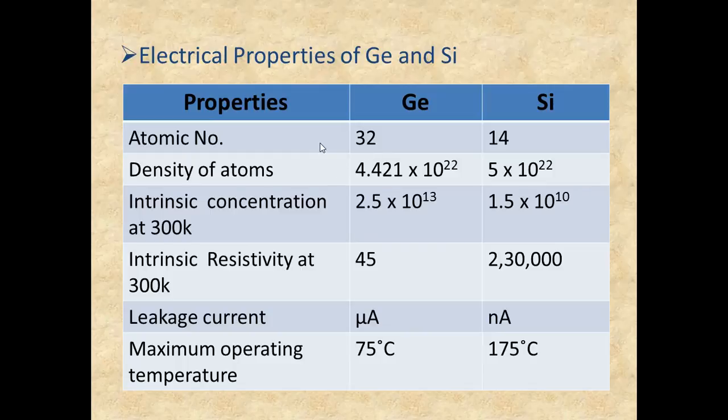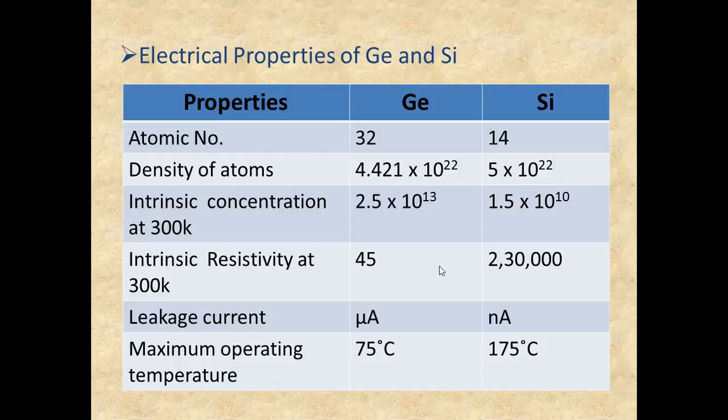For germanium the atomic number is 32 and for silicon it's 14. Density of atoms is 4.421 into 10 to the power 22 for germanium and for silicon it's 5 into 10 to the power 22. Intrinsic concentration at 300 Kelvin is 2.5 into 10 to the power 13 for germanium and for silicon it's 1.5 into 10 to the power 10. Intrinsic resistivity at 300 Kelvin is 45 for germanium and for silicon it's quite a huge value.